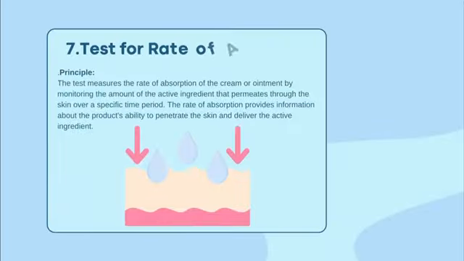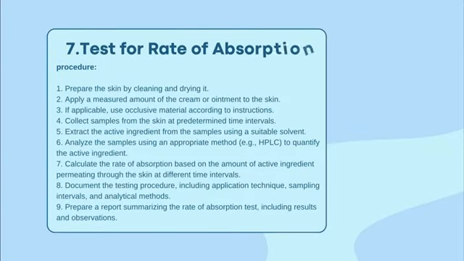Principle: The test measures the rate of absorption of the cream or ointment by monitoring the amount of the active ingredient that permeates through the skin over a specific time period. The rate of absorption provides information about the product's ability to penetrate the skin and deliver the active ingredient. Procedure: 1. Prepare the skin by cleaning and drying it. 2. Apply a measured amount of the cream or ointment to the skin.